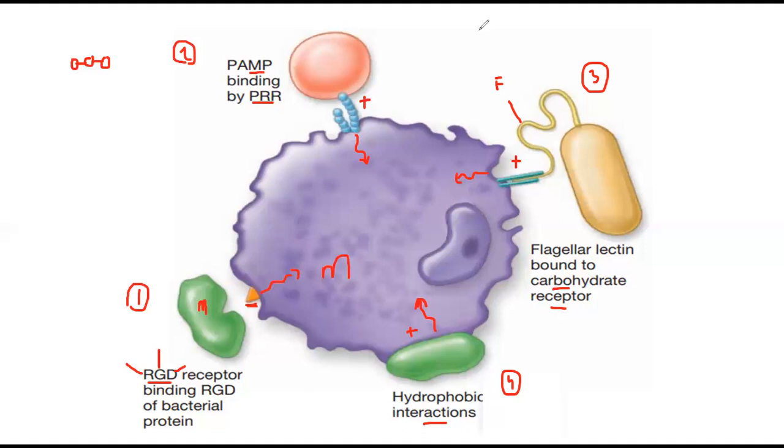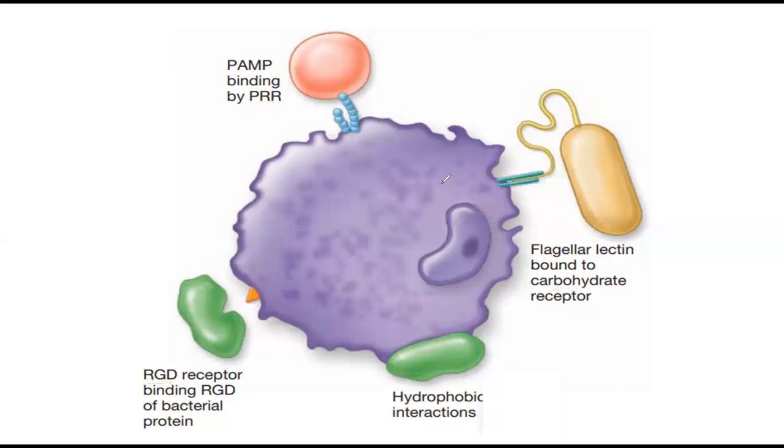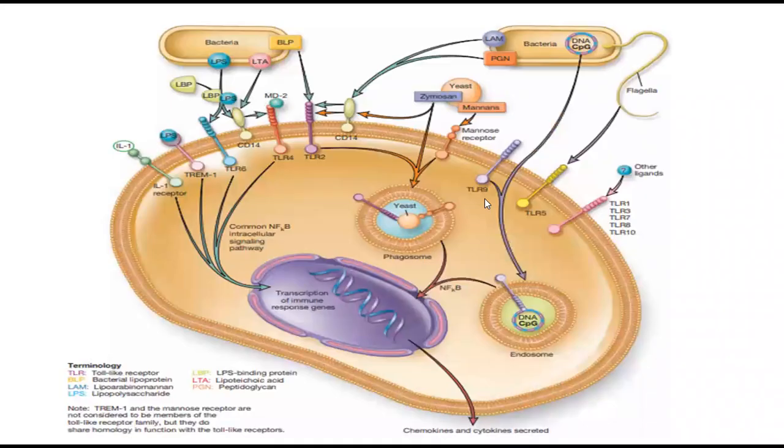There is also a fifth type of receptor, and it is very important. I hope you have understood these four receptors. Now this fifth receptor is very important for each and every immune cell, and these are known as the toll-like receptors. I think you have heard this word, toll-like receptor, TLR.